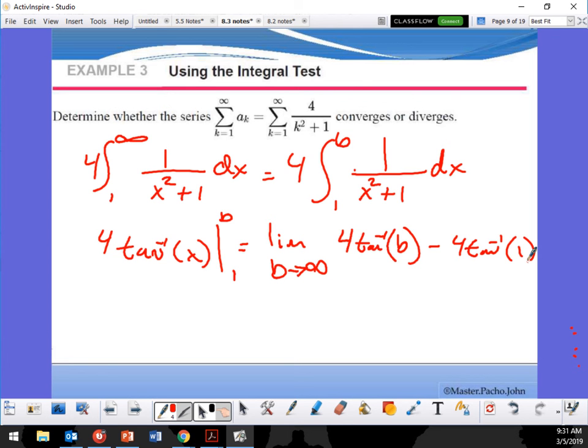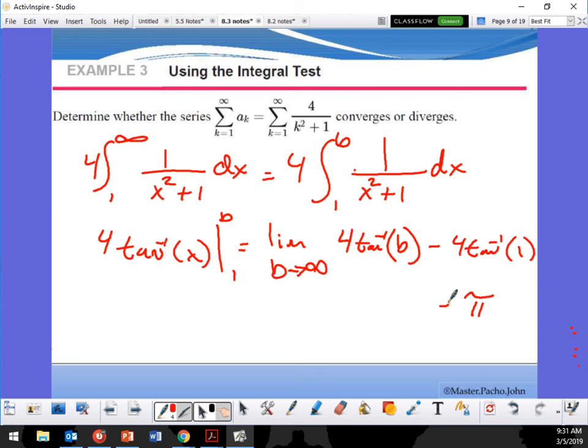So now let's take a look. From here, this is going to give me what value? Where is it 1? Pi over 4, right? So it's pi over 4 times 4, which is pi. Okay, now the next one.